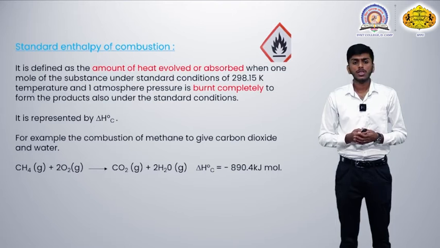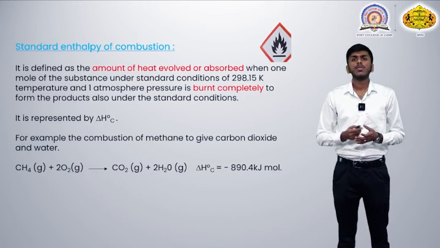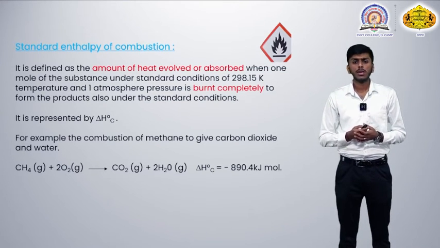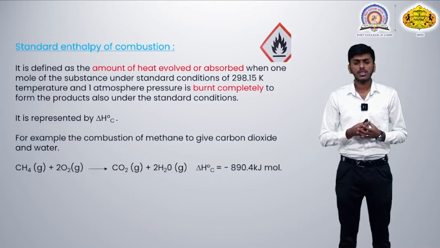Standard enthalpy of combustion. It is defined as the amount of heat evolved or absorbed when 1 mole of a substance, in the standard condition of 298.15 Kelvin and 1 atmospheric pressure, is burned completely to form products under these conditions. It is represented by delta H naught C. For example, the combustion of methane to give carbon dioxide and water, as shown in the reaction, has an enthalpy of combustion of minus 890 kilojoule per mole.